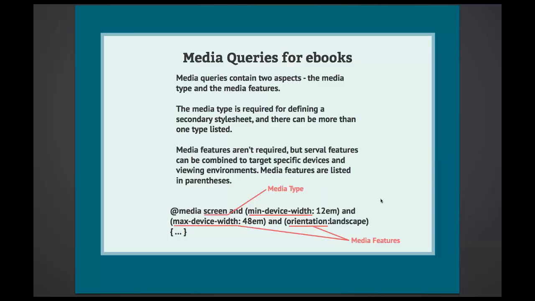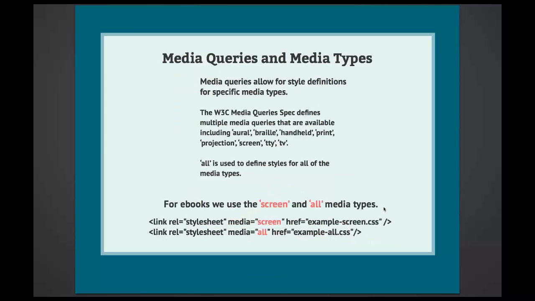So this is what a media query looks like. This is actually an inline CSS media query, which I'll explain in a minute. But a media query consists of two different components, a media type and a media feature. You do need to have at least one media type. You don't necessarily need to have a media feature, but you can combine multiple media features to target specific devices or constraints.